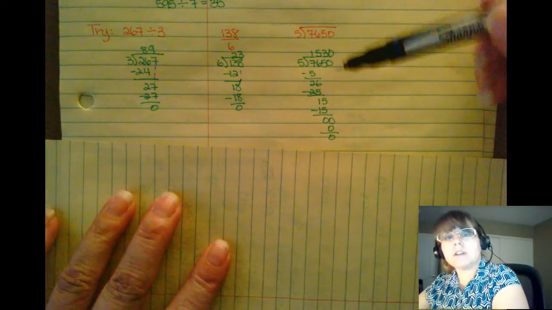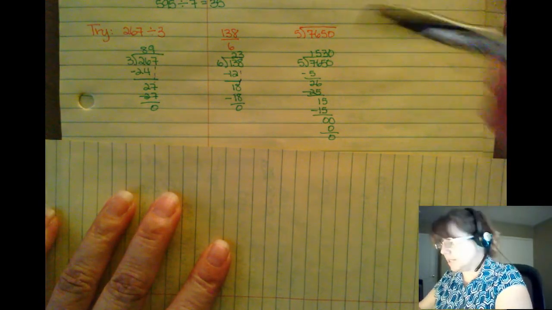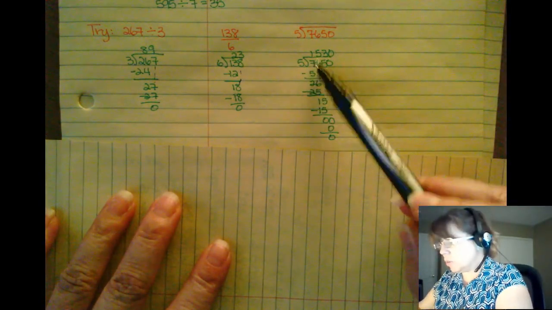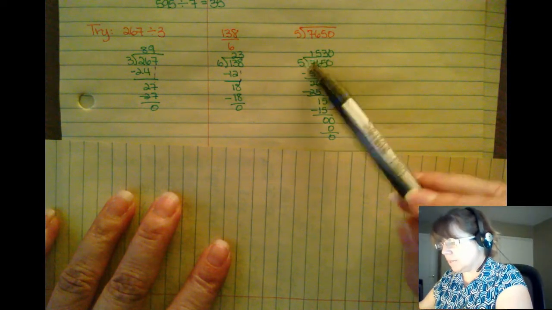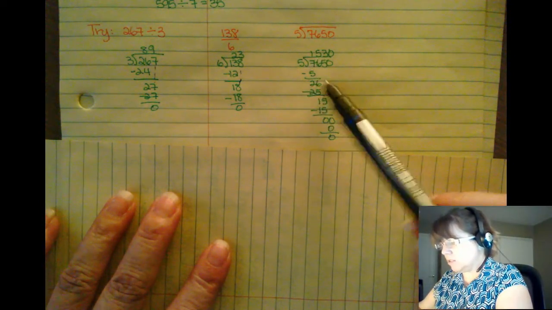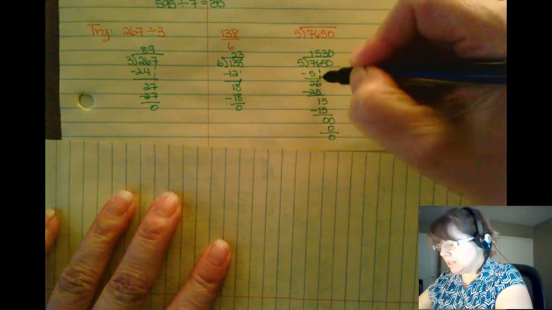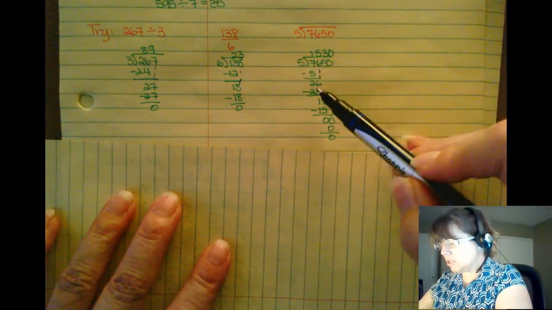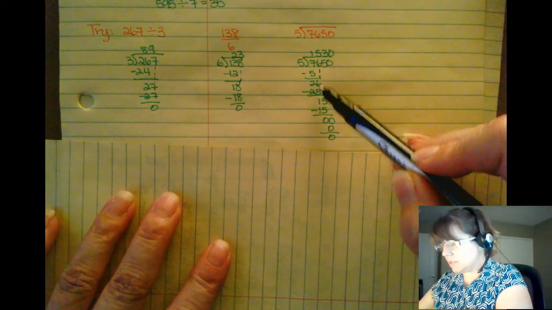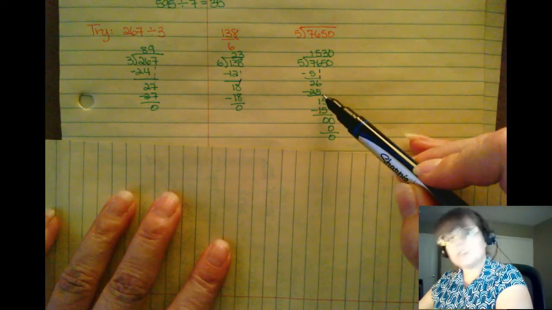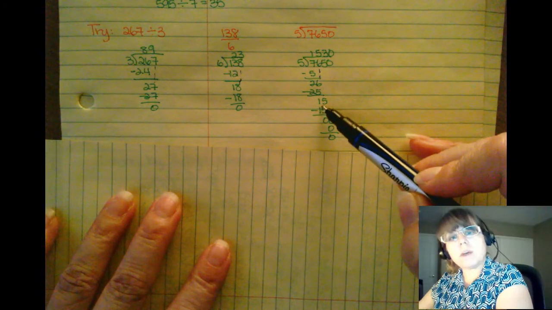This one's a little bit longer, but we'll go through each of the steps. 5 goes into 7 1 time. 1 times 5 is 5. Subtract. 7 minus 5 is 2. Bring down the 6. 5 goes into 26 5 times. 5 times 5 is 25. Subtract. We're left with 1.